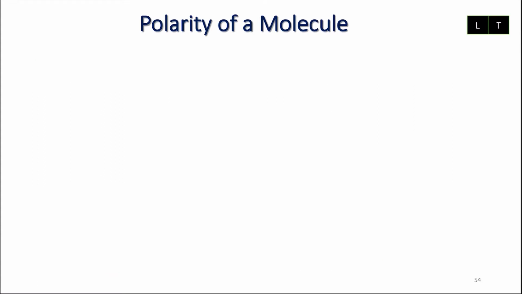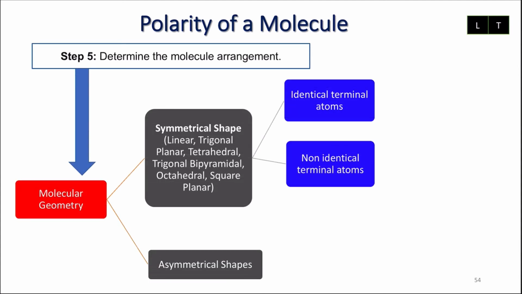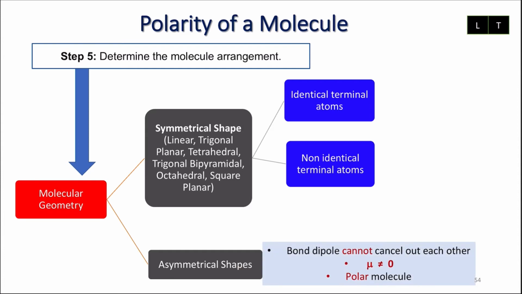Maknanya cara dia disusun. So ini daripada step 5. Kita akan tengok bahagian molecular geometry, di mana molecular geometry ada dua cara disusun. Yang pertama in symmetrical shape and yang kedua adalah asymmetrical shape. Kita fokus dahulu asymmetrical shape. Asymmetrical shape maknanya dia tidak susun secara simetri. That is why bond dipole cannot cancel out each other. Hence, dipole moment is not equals to 0. The molecule is polar.